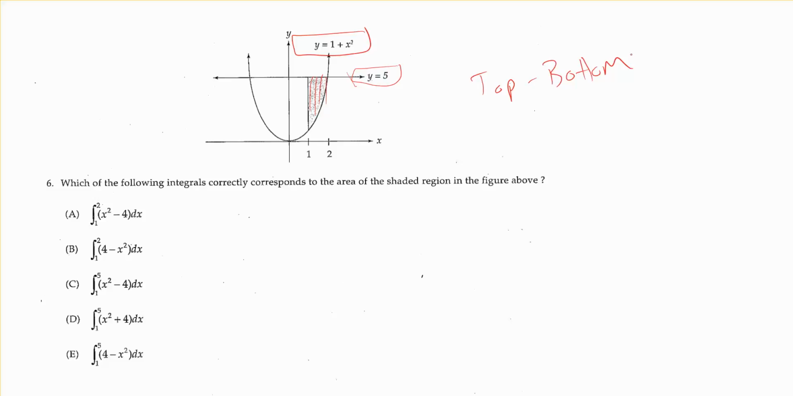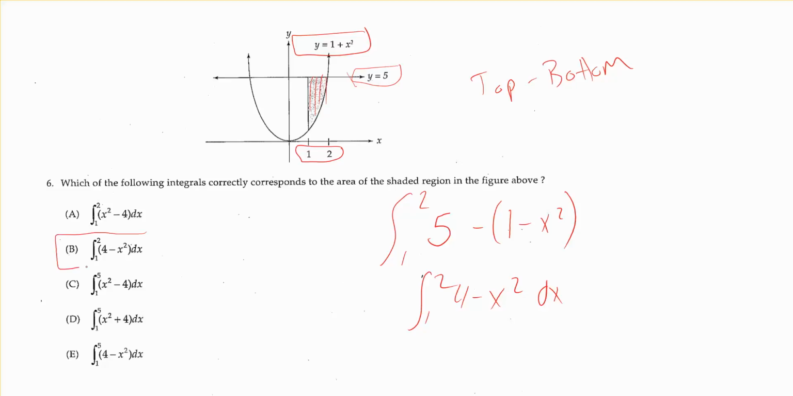So let's take a look. The top curve is 5. The bottom curve is actually the 1 minus x squared. And where would I be going from? From 1 to 2. So 5 minus 1 is 4 minus x squared from 1 to 2. Let's take a look. Well, there's really only one that does that, isn't there? 4 minus x squared.